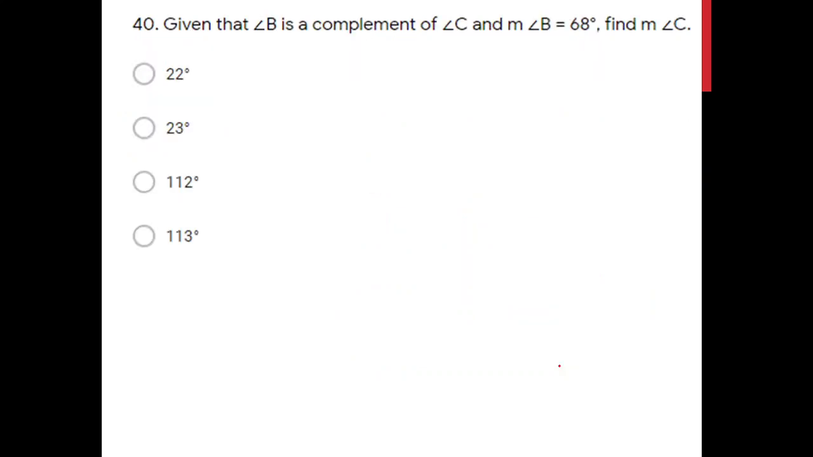Next, number 40. Given that angle B is a complement of angle C, complement meaning they add up to 90 degrees. Okay, this is very important. And the measure of angle B is 68 degrees. So what will be the measure of angle C? So we can rewrite that one as: angle B plus angle C is equal to 90 degrees because they are complementary angles. They complement.